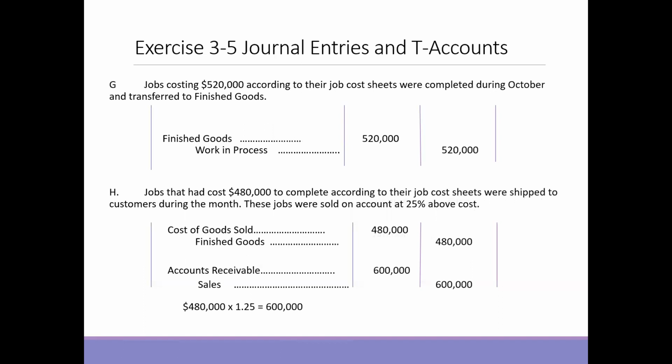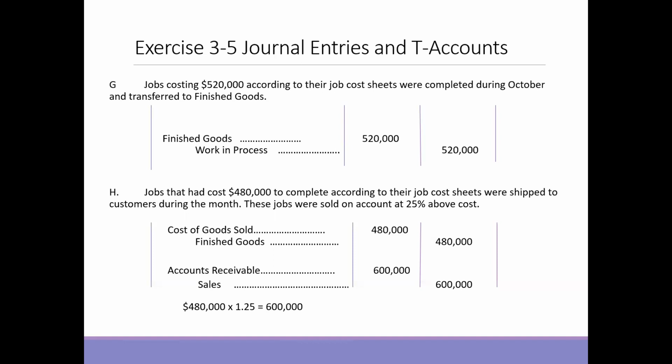Jobs costing 520,000, according to their job cost sheets, were completed during October and transferred to finished goods. So 520 is now in the inventory account finished goods. We credit work in process for 520,000.